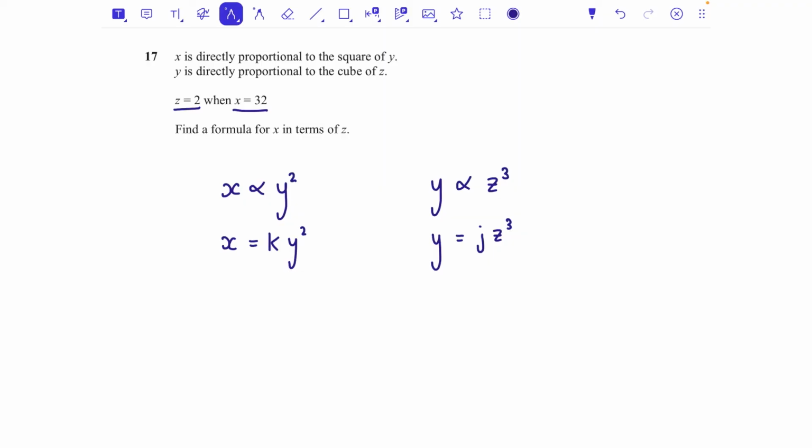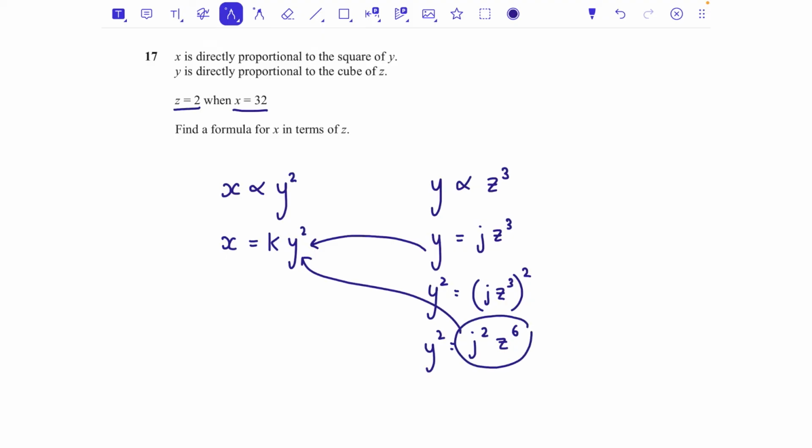So if I want y squared, I can square this, so y squared is j z cubed squared, and I can substitute it into the other formula. So y squared is j squared z to the power of 6, and I'm going to substitute that in for here. So x equals k j squared z to the power of 6.